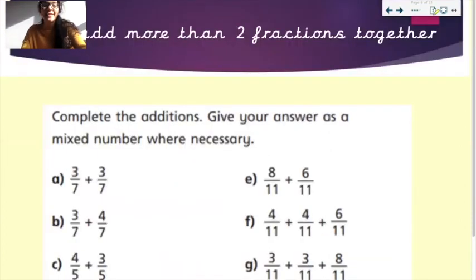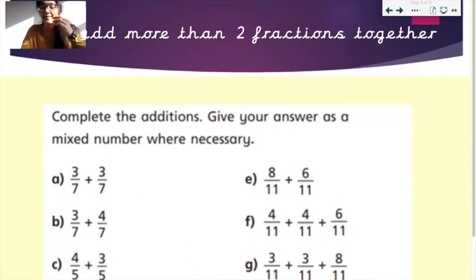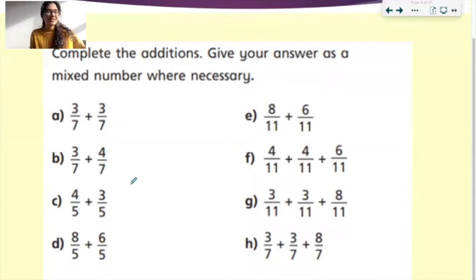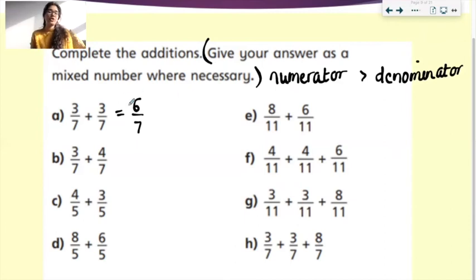Complete the additions. Give your answer as a mixed number where necessary. Have a go at answering these and then we will go through the answers together. Off you go. Right, let's go through the answers together. 3/7 plus 3/7 is equal to 6/7. Now, where it says give your answer as a mixed number when necessary, that means you have to give your answer as a mixed number when the numerator is bigger than or greater than the denominator. Okay? And in this case, for question A, the denominator is bigger than the numerator, so we don't need to give our answer as a mixed number fraction.